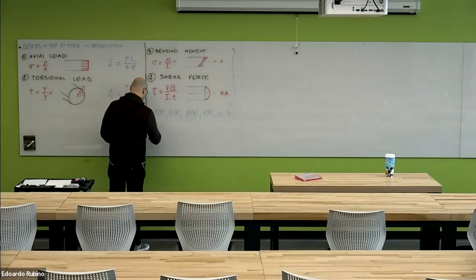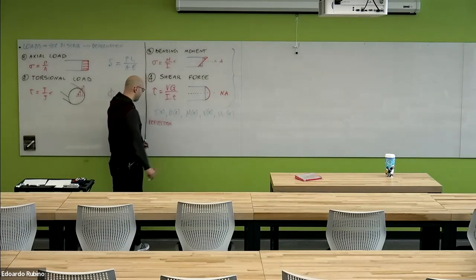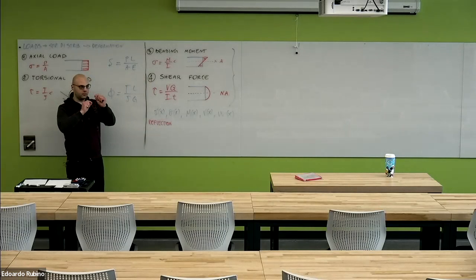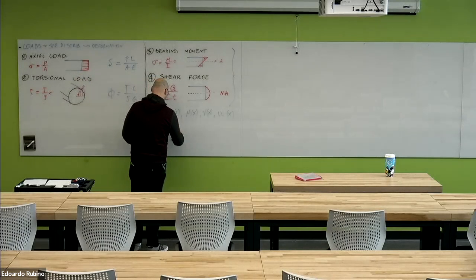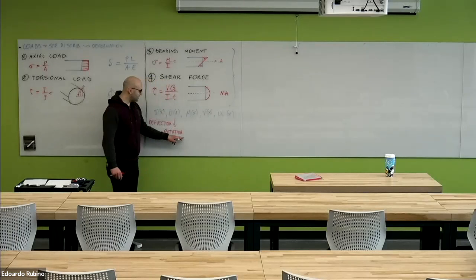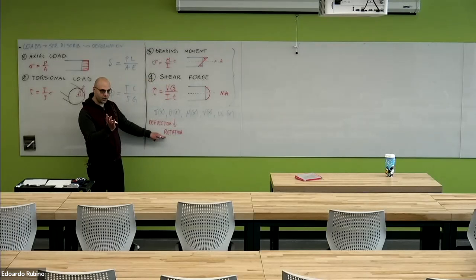So we have v of x is the deflection. Basically this tells us the distance in the vertical direction between the original configuration and the configuration after the deformation, when we apply a certain transverse load. So this is the deflection. Then we have this parameter here that is the rotation. This tells us the rotation of each cross section after we apply a certain load.